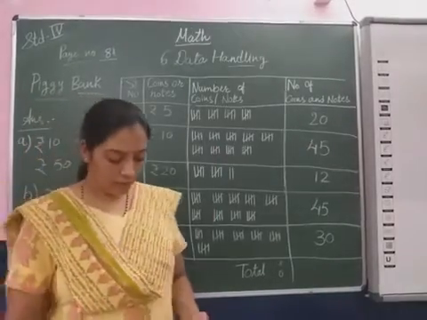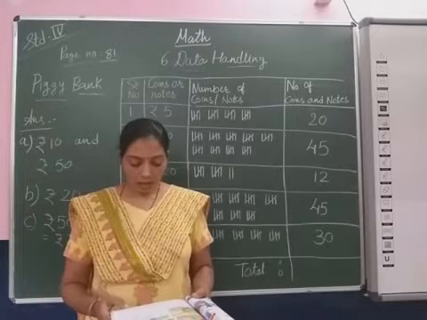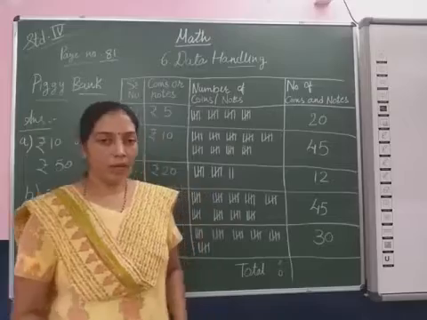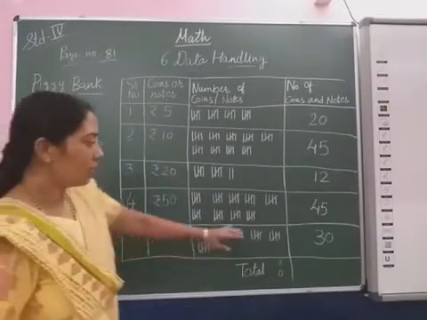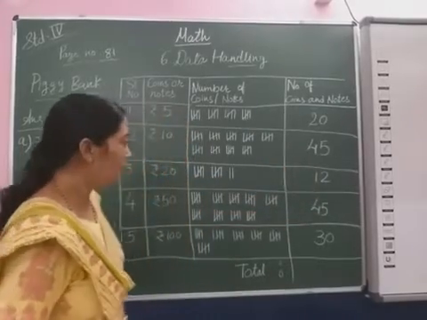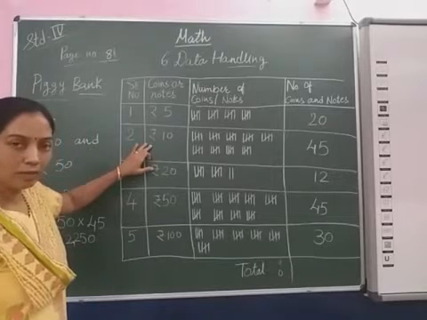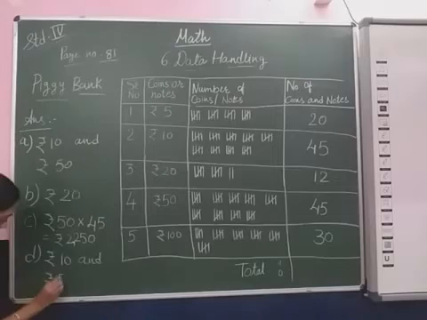Now the question D: which two coins and notes in the piggy bank are the same in number? Which coins and notes are the same in number? Yes, we can see that 45 is the same number here. But which note or coin do we say? That is rupees 10 and rupees 50.